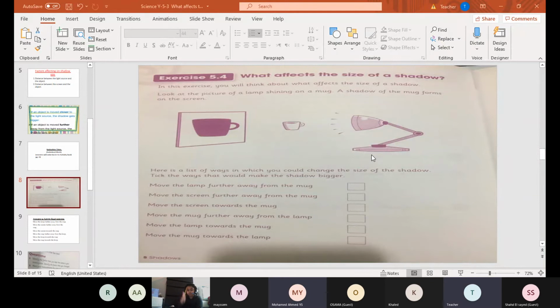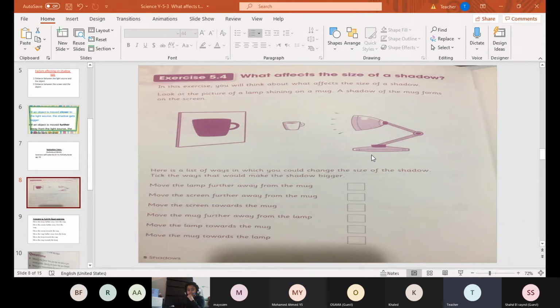What happened there? Miss, when we move the lamp farther from the mug, the shadow becomes bigger. No, no, no. The first one is wrong, my dear. It will make the shadow smaller, because if you move further away from the light, it will make a smaller shadow.